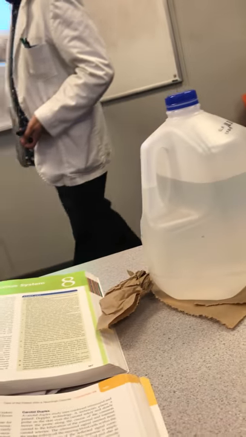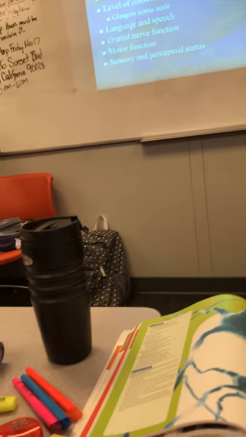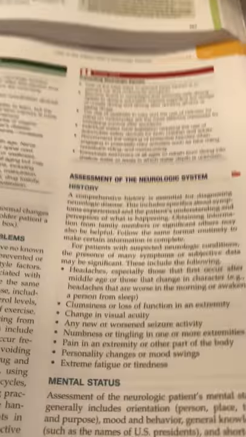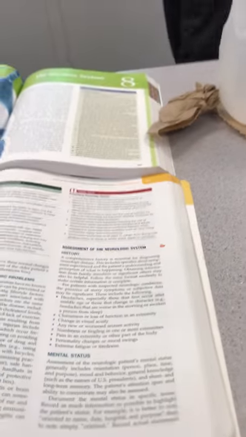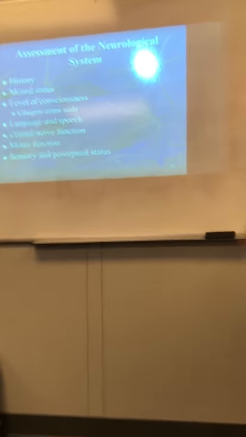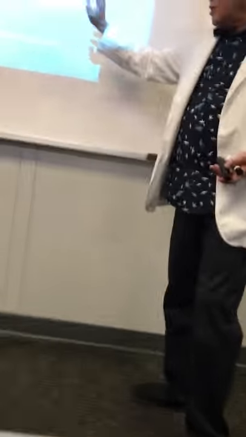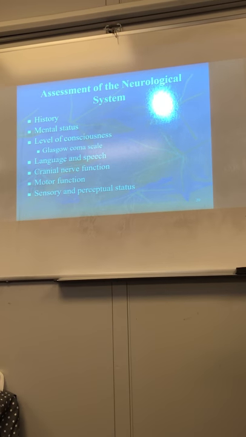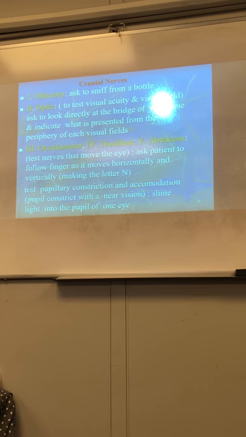Then you assess the patient's ability to speak and the use of the language. Then cranial nerve function. How many cranial nerves again? How many pairs? 12. Each one has its own test. Some tests might evaluate multiple cranial nerves. That picture I showed you and the functions, those could be tested, each one of those. Motor and sensory function, of course.